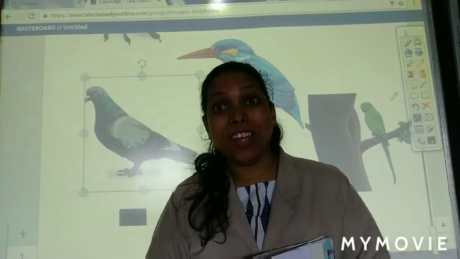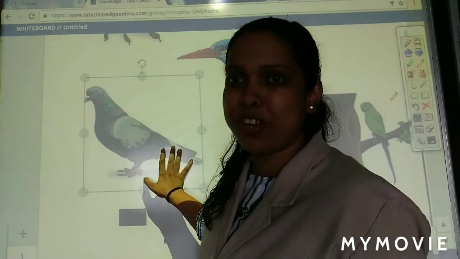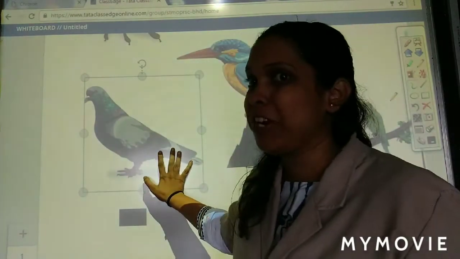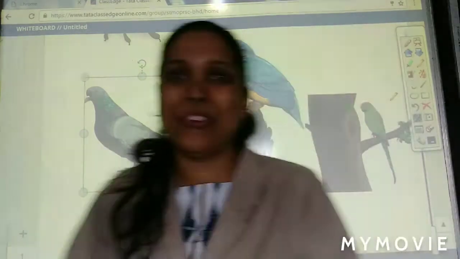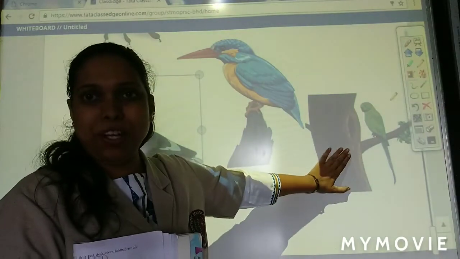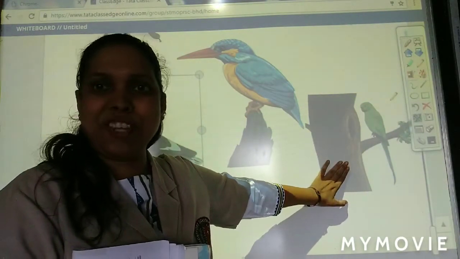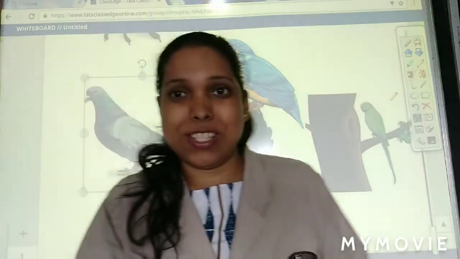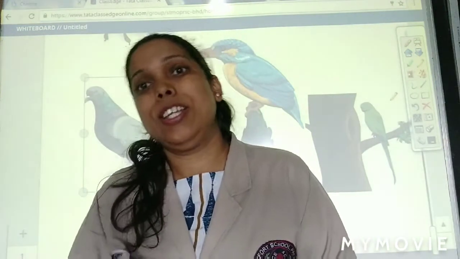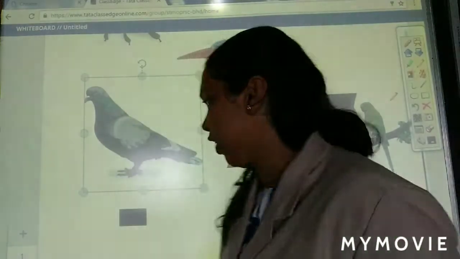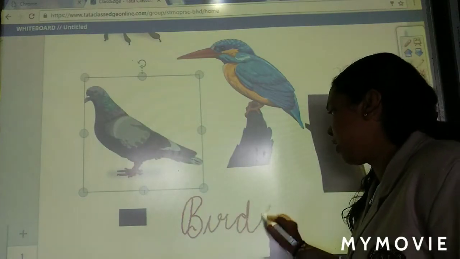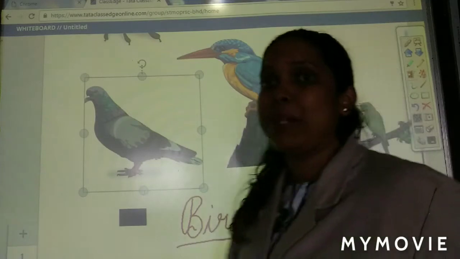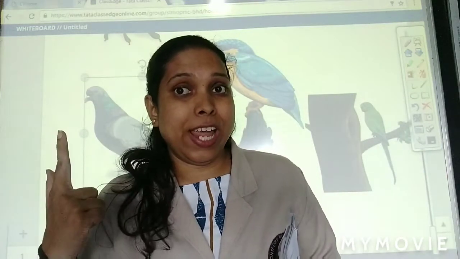Okay, children? Again, now you can see some other pictures in the background. First picture is of a pigeon. Okay, you guessed it correct. Next picture is of a kingfisher. You know that also. And the last picture is of a parrot. Everybody might have seen a parrot. So what are these? These are the pictures of birds. B-I-R-D-S. So now we have seen pictures of animals, insects and birds.